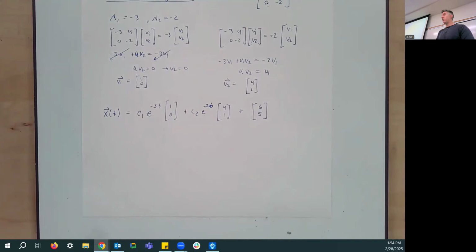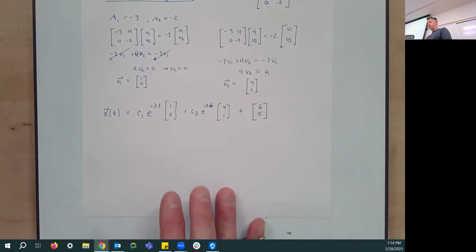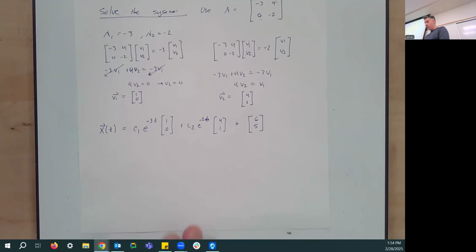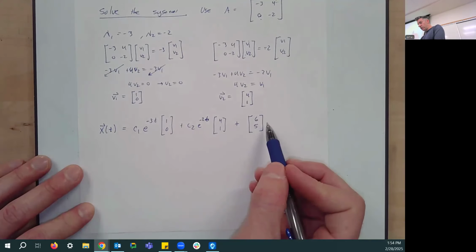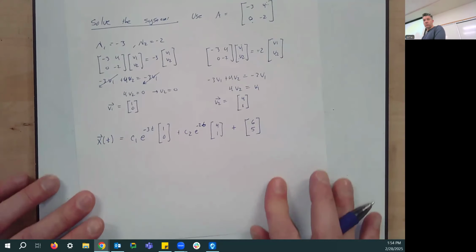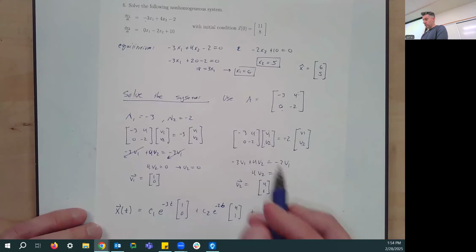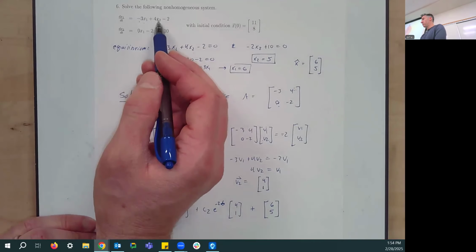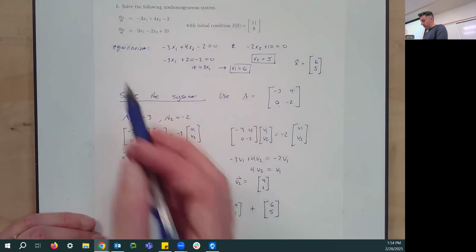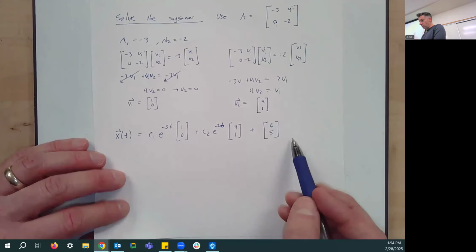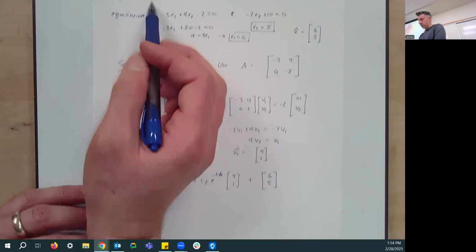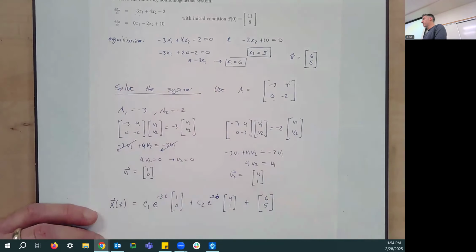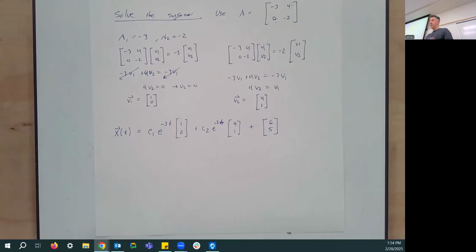You could check it if you really want. You shouldn't check it, right? Like in general, if you're taking a test, you shouldn't check it. But if you actually checked it, it would be true that the derivative of the first equation is equal to -3 times x1 plus 4 times x2 minus 2. And the derivative of the second equation would equal 0 times x1 minus 2 times x2 plus 10. But this is kind of the shortcut way of doing it.